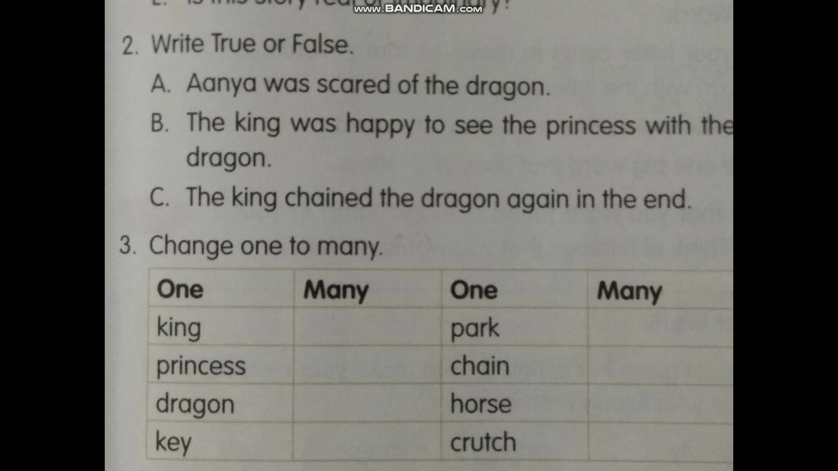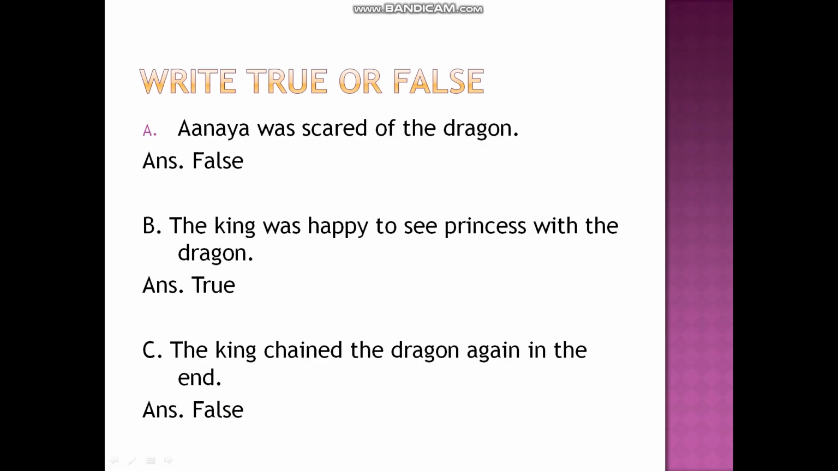So we have to write true if the statement is true and false if the statement is false. So now let's see. A. Anya was scared of the dragon. Is this a correct statement? Anya was scared? No, Anya was not scared because Anya was a brave princess. So this statement is false.